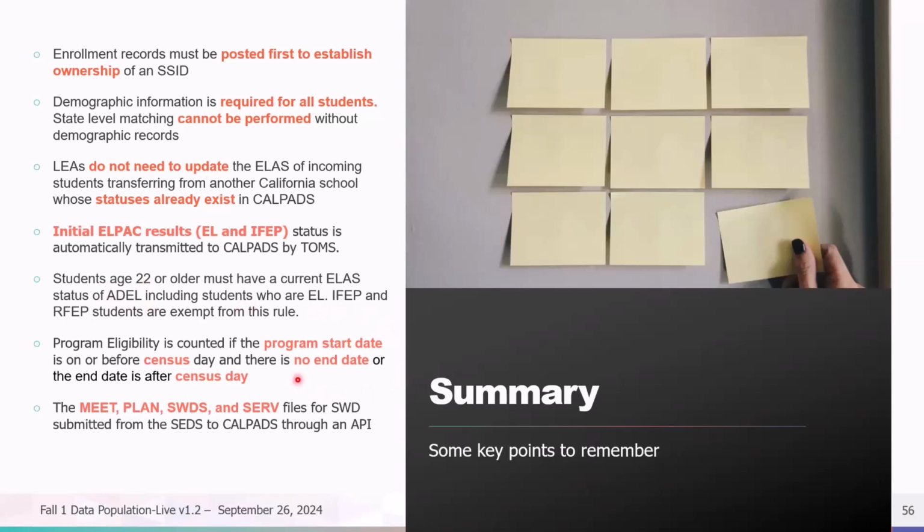Next, program eligibility is counted if the program start date is on or before Census Day and there is no end date or the end date is after Census Day. So that's for inclusion in Fall 1 reports. And we did go over the two exceptions with the National School Lunch Program and direct certification. Finally, the four special education file types, the MEET plan, SWIDS, and SERV files for students with disabilities are submitted directly from the special education data system to CALPADS automatically with the API transfer. So that summarizes the training today.